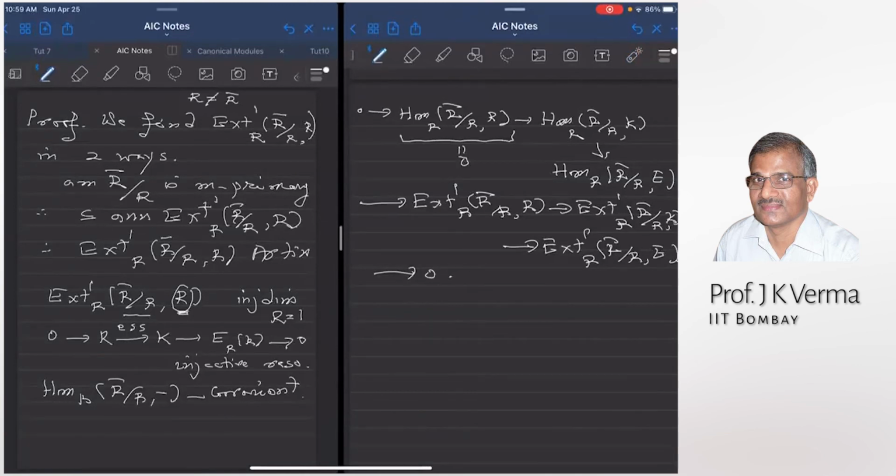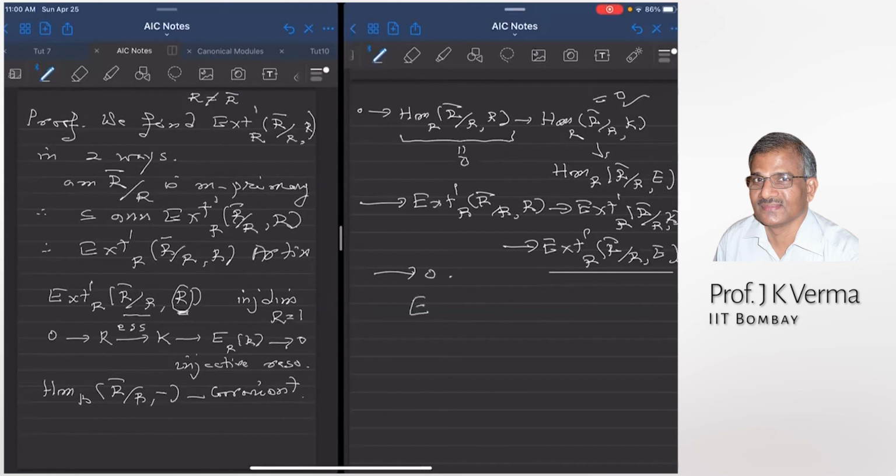Okay. Now, what about this Hom, Hom(R bar over R, K)? On K also, the conductor elements are non-zero divisors, right? They can't kill elements of K. So this is 0. What about this module, Ext^1 of R bar over R, comma K?